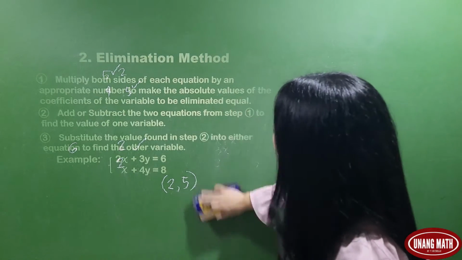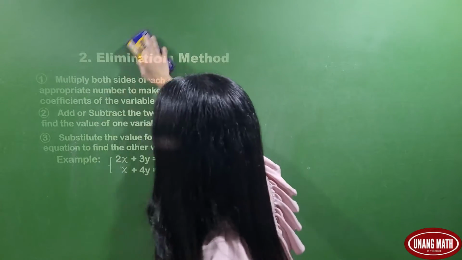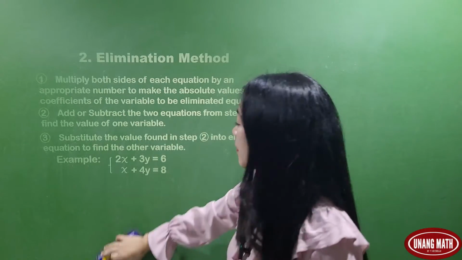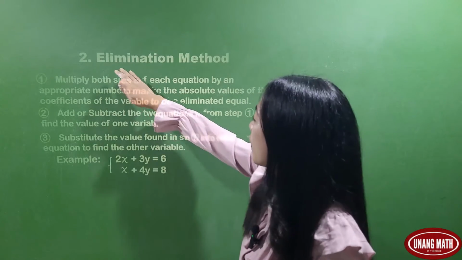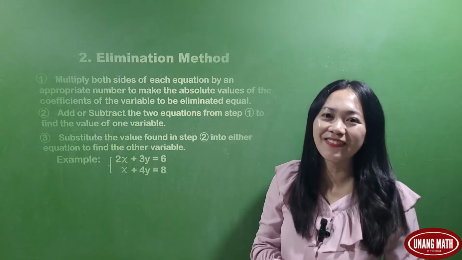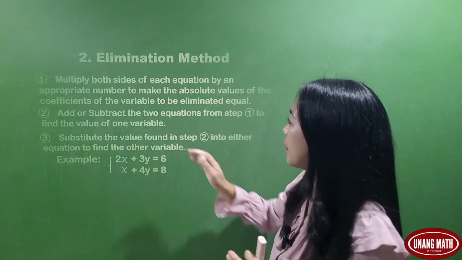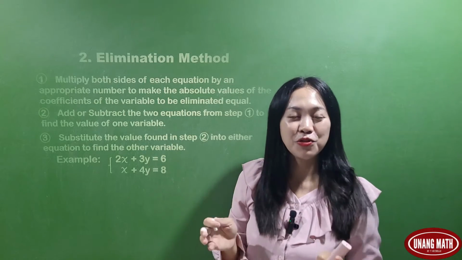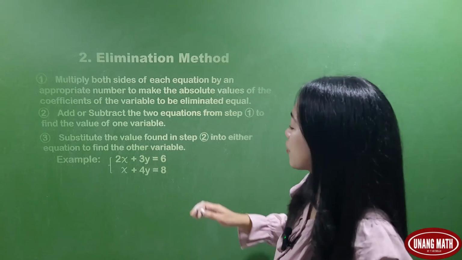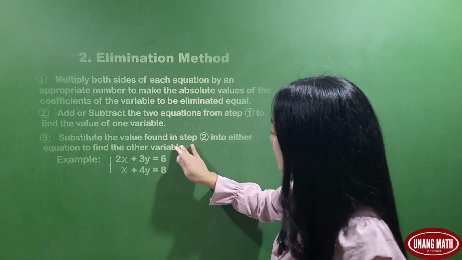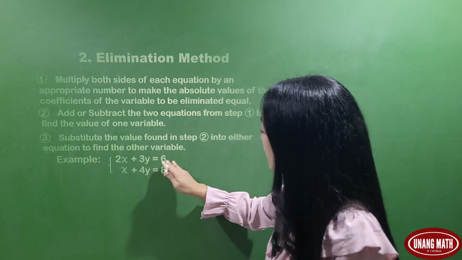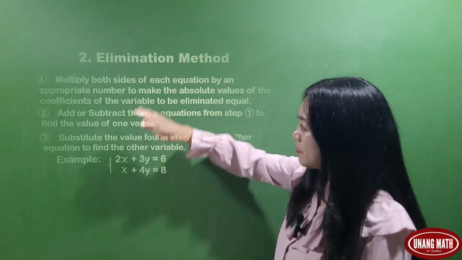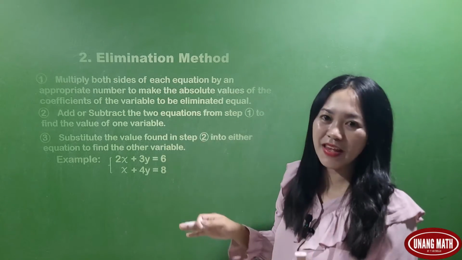Okay, moving on to the second method in finding the solution to a system of equations, we have what we call the elimination method. Let's also give an example on how to use this elimination method. We have these equations, 2x plus 3y is equal to 6 and x plus 4y is equal to 8. Let's follow these 3 steps.